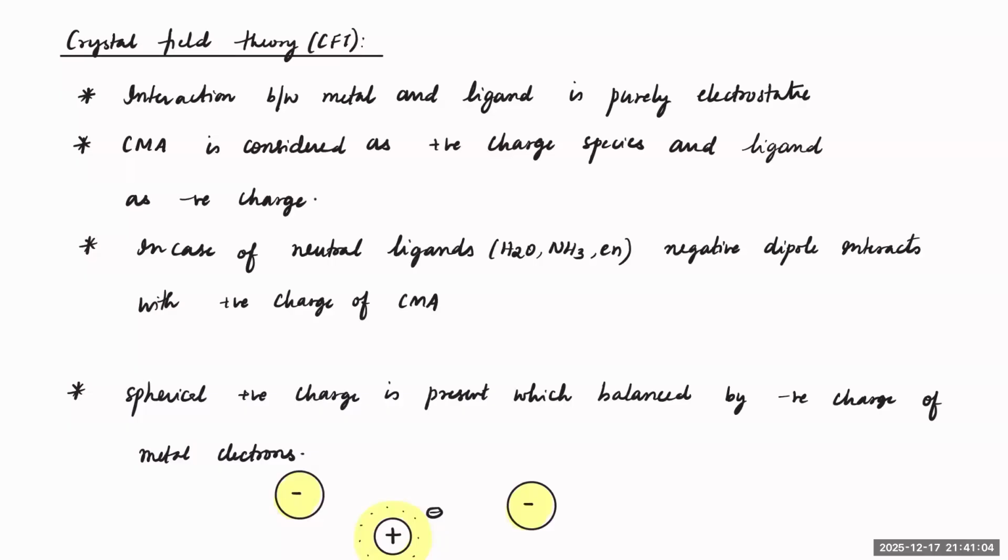See, the brief summary of CFT includes, first, what are the basic assumptions? The assumption is the interaction between the metal and ligand is purely electrostatic, which means ionic. The central metal atom is observed as a positively charged species and the ligands as negatively charged species. In case they are neutral, then the dipole present on that neutral molecule will be interacting with the positive charge of the central metal atom. These are the basic assumptions.